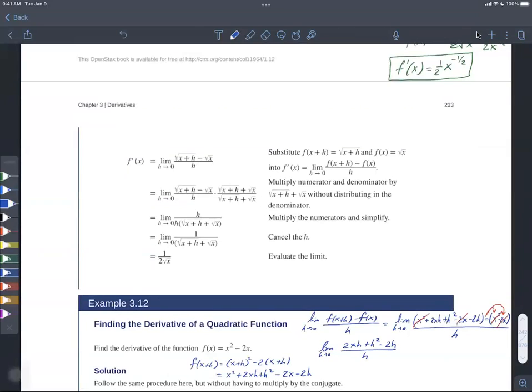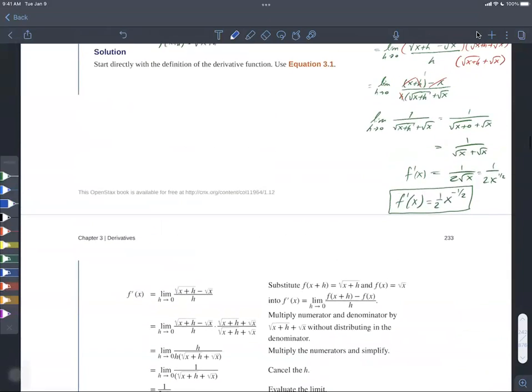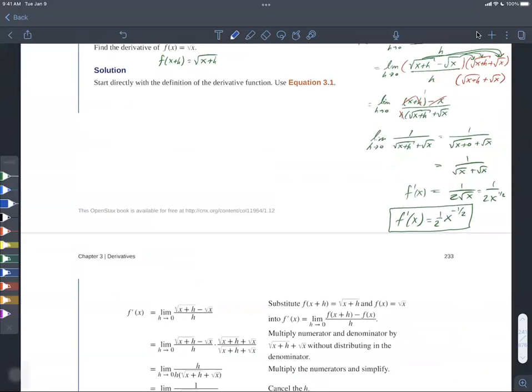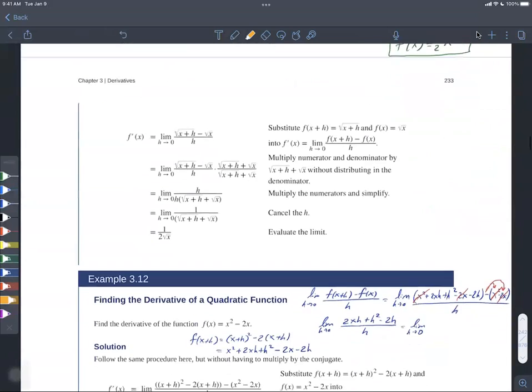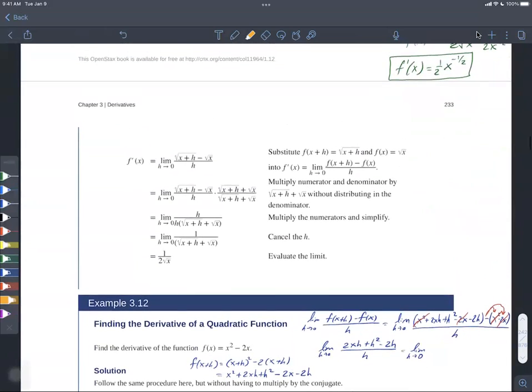And notice if you do direct substitution here, you're going to get 0 over 0, an indeterminate form. So we can't do direct substitution just yet. We want to cancel out this h at some point. And we did that earlier in this step here where we got rid of the h's. Well, we want to do that here as well.